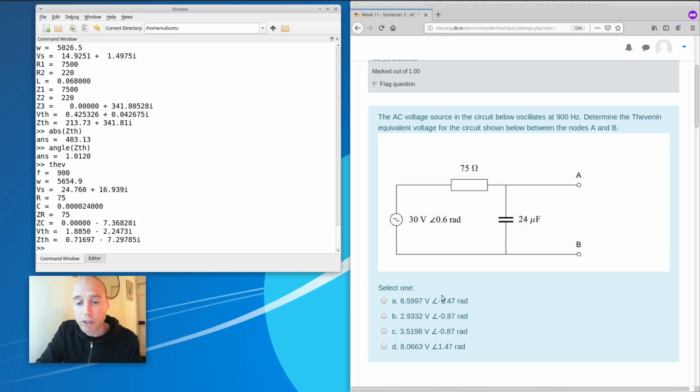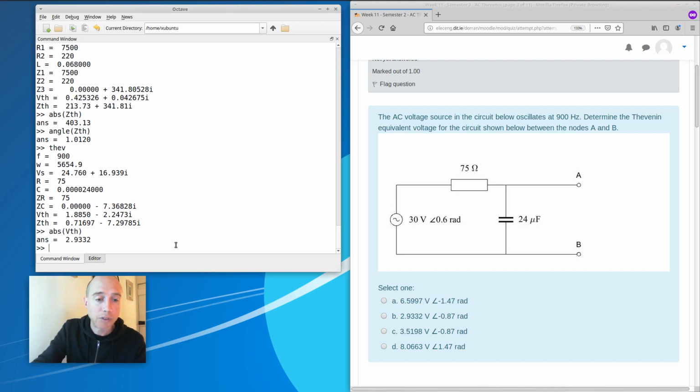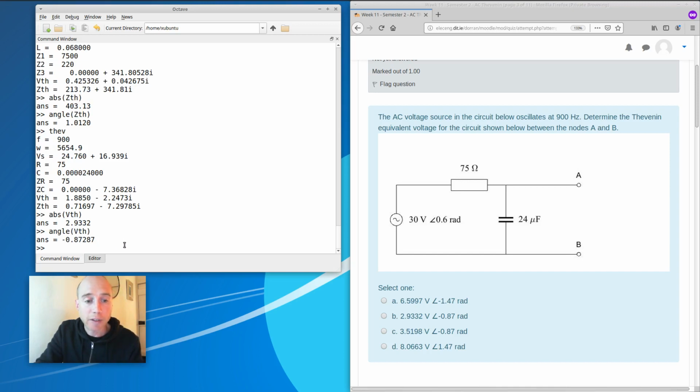As before, we're trying to compare with answers that are in polar form rather than Cartesian form. So I'm interested to see the magnitude of VTH, which is 2.9332 volts, and also the angle of VTH, which is minus 0.872 or minus 0.873 radians. So let's compare them. It looks like we've got a perfect match there with B. So B is the correct answer here for the Thevenin voltage. And if you had been asked for the Thevenin impedance, there it is, and you could convert it into polar form if you needed to. So that's probably a good place to stop, so I'll pack it up there.